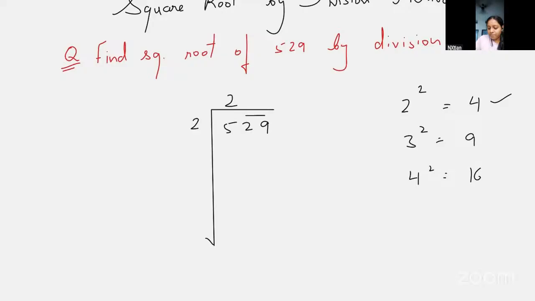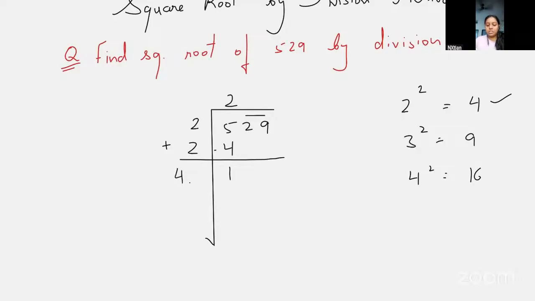2 square is 4. 5 minus 4, I will get 1. Now see, this 2 that I have written on top, I will also add on the side here. So 2 plus 2, 4. The same number I wrote on top, you add on the side.